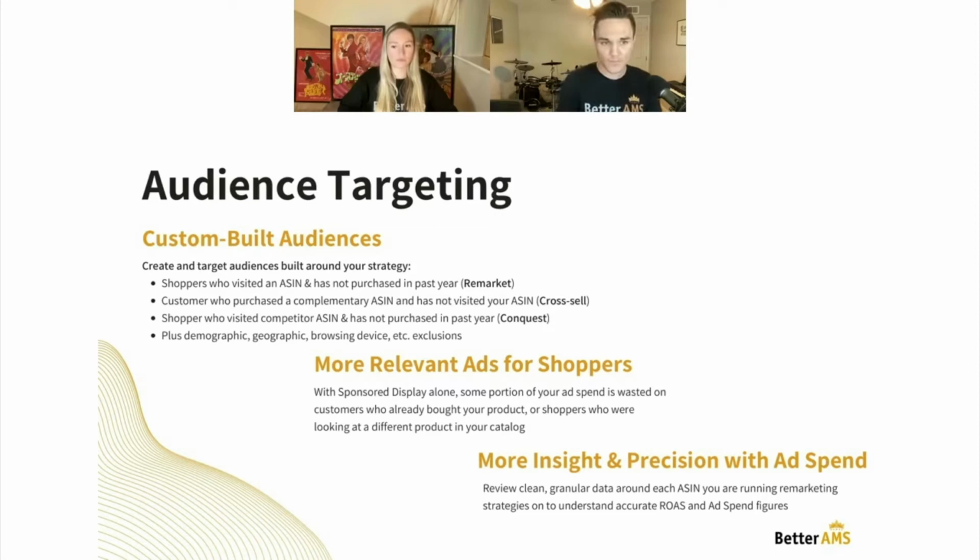So we can cross-sell people who have already maybe had an experience with your brand, and now we're showing them another product. Shoppers who have visited competitor ASINs but haven't purchased. So, they're in that consideration phase of the funnel, and Niall will get there on targeting across the funnel, but maybe they haven't pulled the trigger on actually buying a product yet, and we can still win that customer over. We can also do demographic, geographic, browsing device across desktop versus mobile exclusions. So much more refinement within our audience targeting with DSP. This obviously yields more relevant ads for shoppers. With sponsored display alone, if you're using that ad type for remarketing, some portion of your ad spend is wasted.